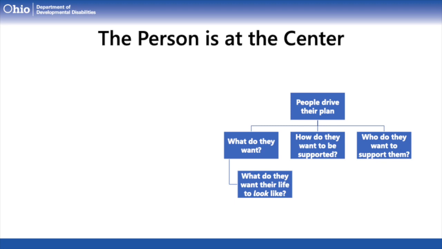What exactly does that mean? It means we need to remember. People drive their plan. We need to be asking, what do they want? How do they want to be supported? Who do they want to support them? We need to take the time to understand what they want their life to look like. Teams need to empower people to drive the planning process. This training is not just about a single plan, but also about how standardization will bring systemic change.